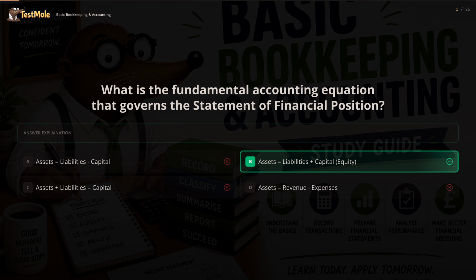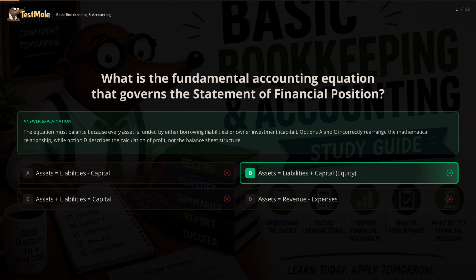The answer is B. The equation must balance because every asset is funded by either borrowing, liabilities, or owner investment, capital. Options A and C incorrectly rearrange the mathematical relationship, while option D describes the calculation of profit, not the balance sheet structure.